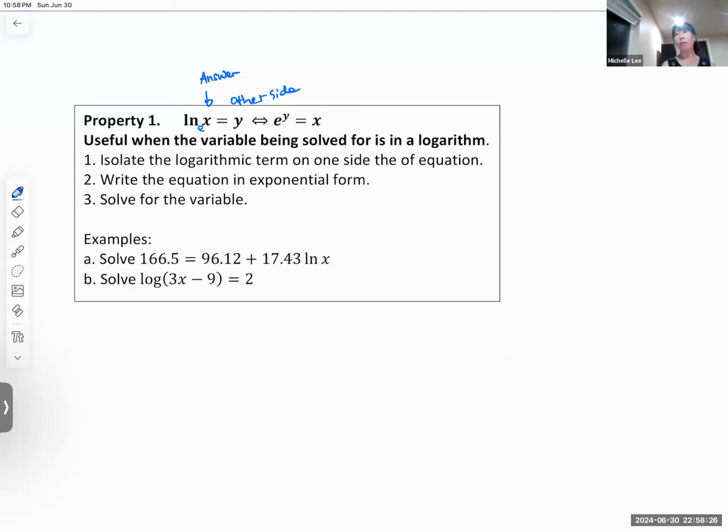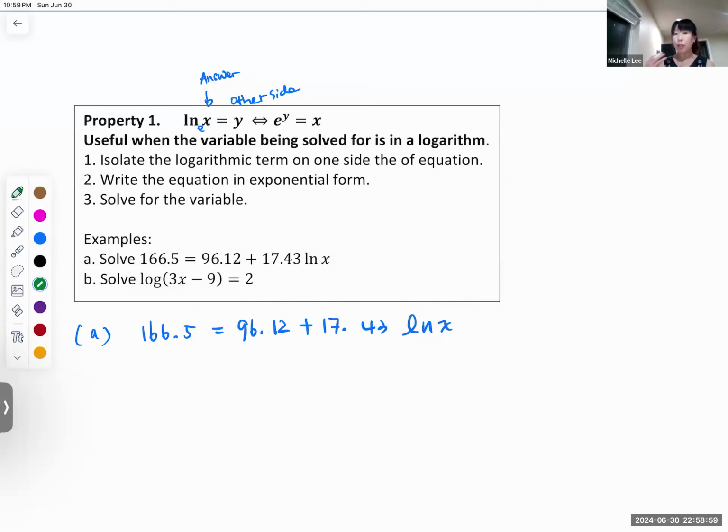Number 8. We have 166.5 equal to 96.12 plus 17.43 natural log of x. Okay, so we have a natural log of x here. So we need to get rid of everything one by one, right? And then solve for x later on. Now we need to get rid of the term first, which is 96.12.